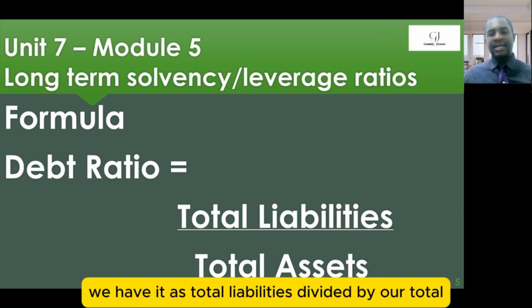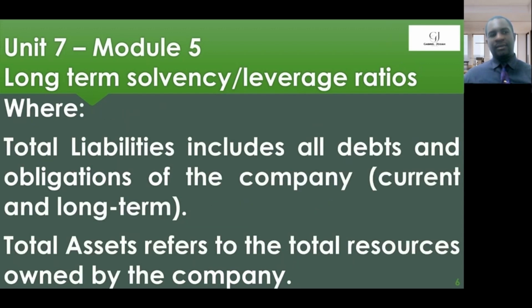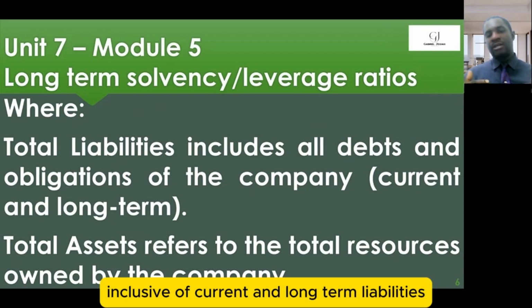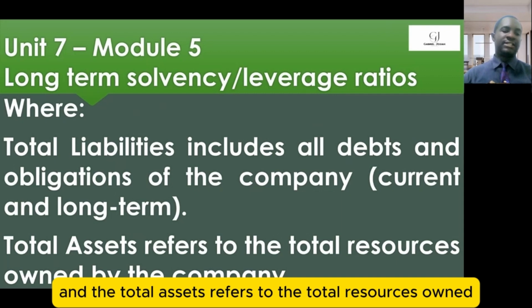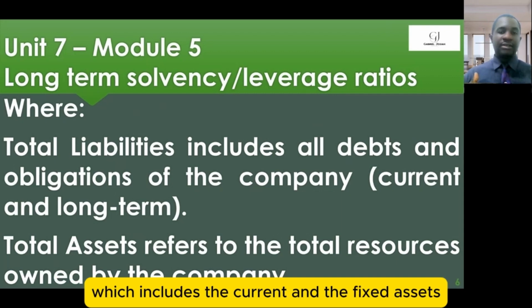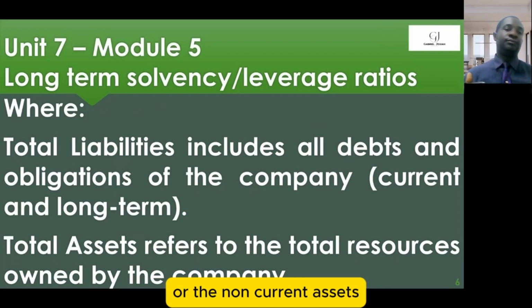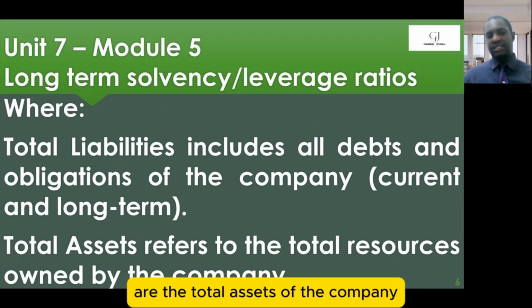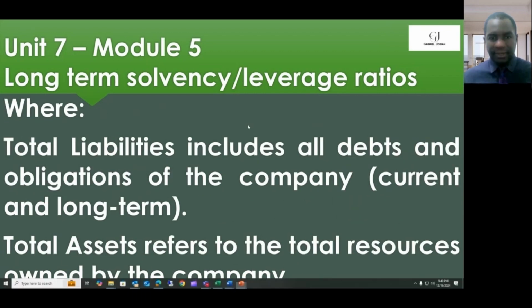We have it as total liabilities divided by our total assets, where we have the total liabilities inclusive of current and long-term liabilities, and the total assets refers to the total resources pool, which includes the current and the fixed assets, or the non-current assets. So the current and the non-current assets are the total assets of the company.